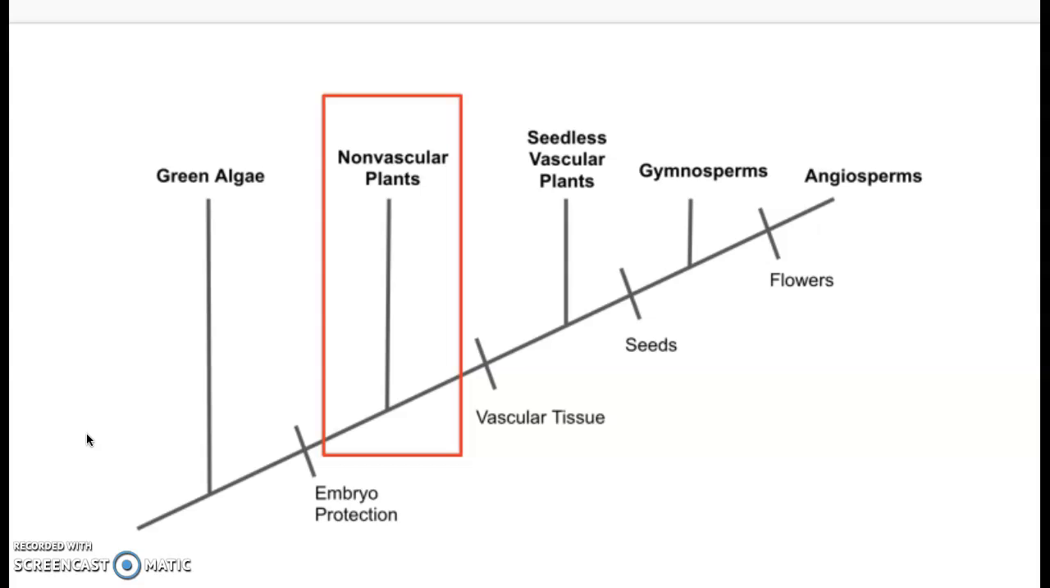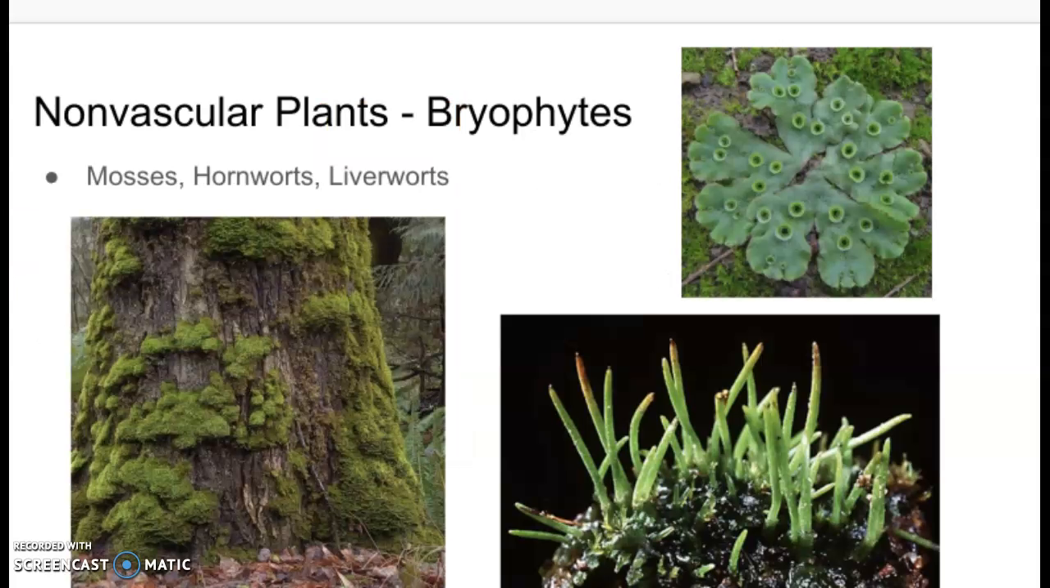But today we're going to be looking at non-vascular plants. Non-vascular plants are also known as bryophytes. Bryophytes include mosses, hornworts, and liverworts. Now, here's a picture of a liverwort. It's called a liverwort because of the shape. It looks like a liver. And here's a hornwort, where you can see the pointy scales, kind of like a horn. These are more uncommon. Probably the one that you're most familiar with is the mosses.